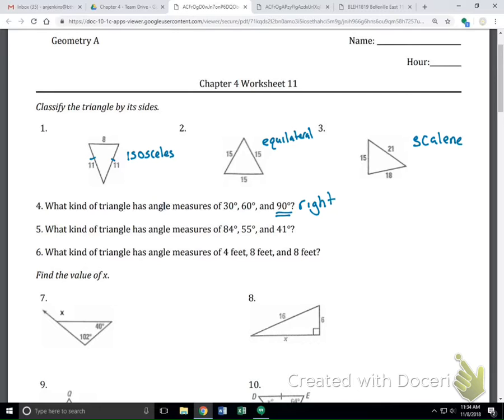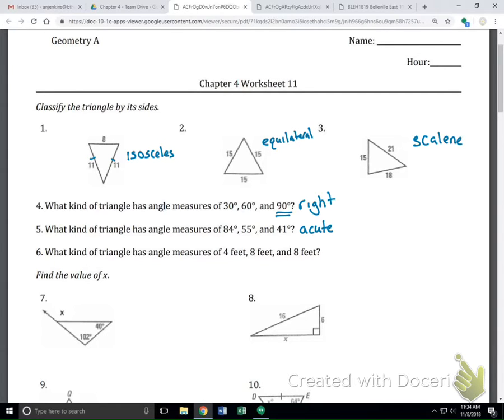Our next one is 84, 55, and 41. It's going to be acute because they're all less than? Yeah, they're all less than 90. On your quiz 1, the number one thing that I saw that people missed on the bonus was when we were talking about acute and obtuse. You referred to everything as above 180 or less than 180. But the interior of a triangle is 180 degrees, and a line has a measure of 180 degrees. But acute is less than 90 degrees, and obtuse is greater than 90 degrees.